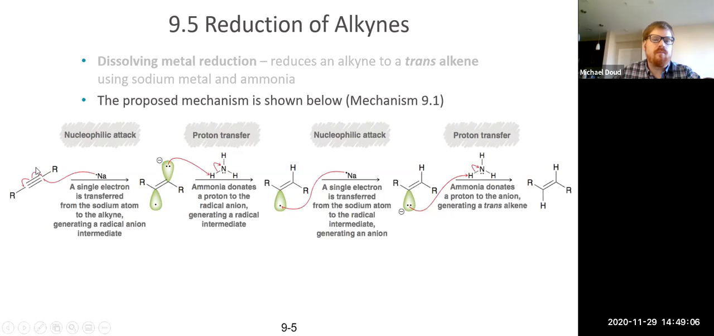And so when you do that, of course, you have to break one of the pi bonds, otherwise you would violate the octet rule. So the one pi bond splits homolytically, one of the carbons getting one electron, the other carbon getting the other electron. The carbon that picked up the sodium electron now has a lone pair. So, okay, we looked at that.